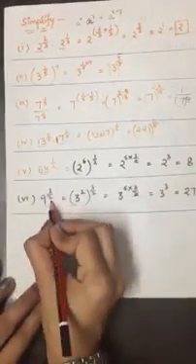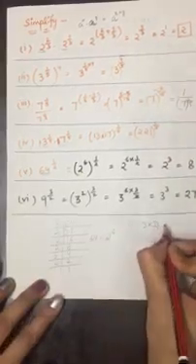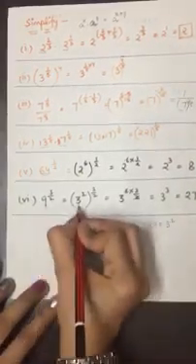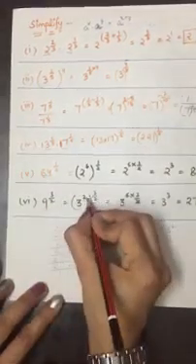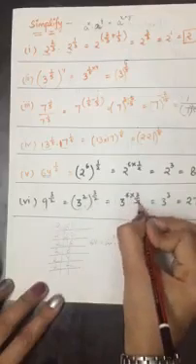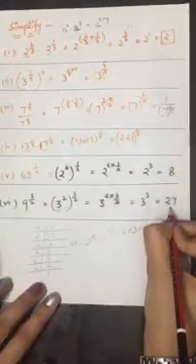Similarly, 9 raised to the power 3 by 2. So 9, how will you write? 9 is what? 3 into 3. That is 3 raised to the power 2. So in place of 9, I have written 3 raised to the power 2, raised to the power 3 by 2. Taking power of a power, powers would be multiplied. 2, 2 cancel. 3 raised to the power 3. That is equal to 27.